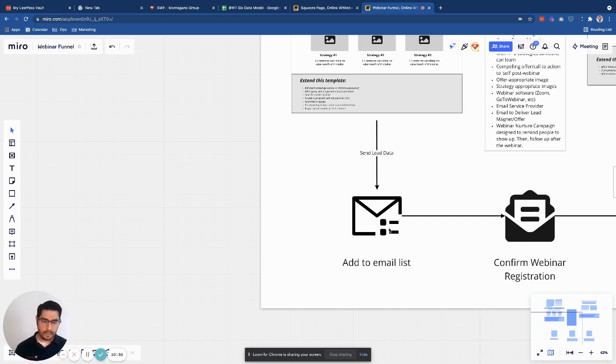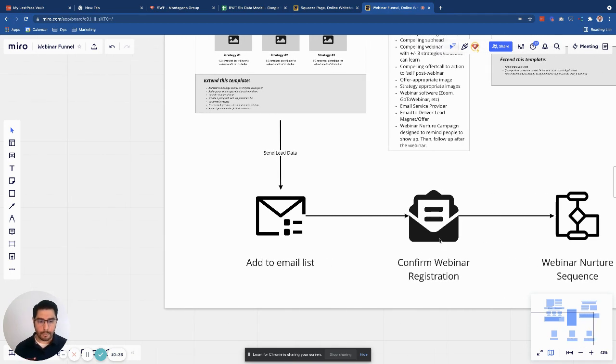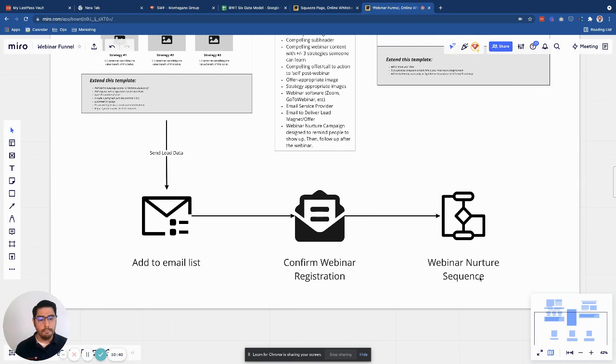So for a webinar sequence, similar to any of the other sequences we've discussed, you want to obviously put the lead data into your email list. You want to send a responder confirming webinar registration. But for a webinar, you absolutely need a nurture sequence. If you recall in previous conversations about these things, I've said the nurture sequence could be optional. It's a best practice, but it is optional. For a webinar, I would be hard pressed to call it optional.